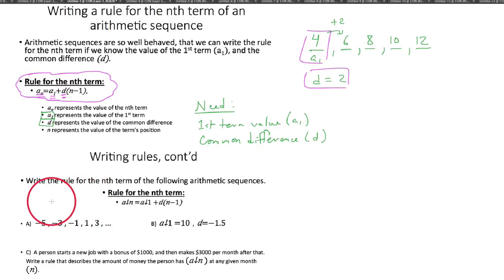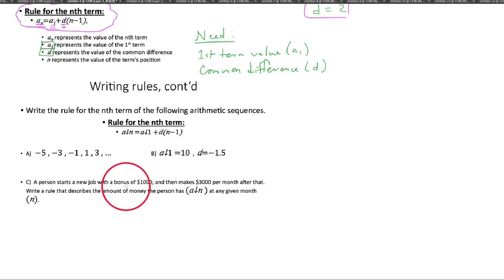Down here you'll see it says write the rule for the nth term of the following arithmetic sequences. Now we are going to use this rule that you see right here. It's just that the formatting is off, so I'm going to rewrite this really quickly. To write the rule for the nth term of an arithmetic sequence, you just start at your first term and you go up or down by d, and then we multiply this by n minus 1.